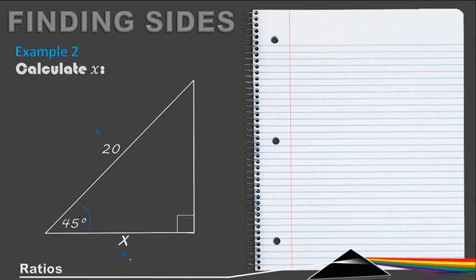Now the ratio that has adjacent and hypotenuse, if we look at our three ratios, is cos. Let's say cos of theta is equal to adjacent over hypotenuse. So we're going to use cos since its definition has adjacent and hypotenuse. Now we simply substitute our known values. So we have that cos of 45 degrees is equal to adjacent, so that's the x over 20. And then we need to just solve for x.